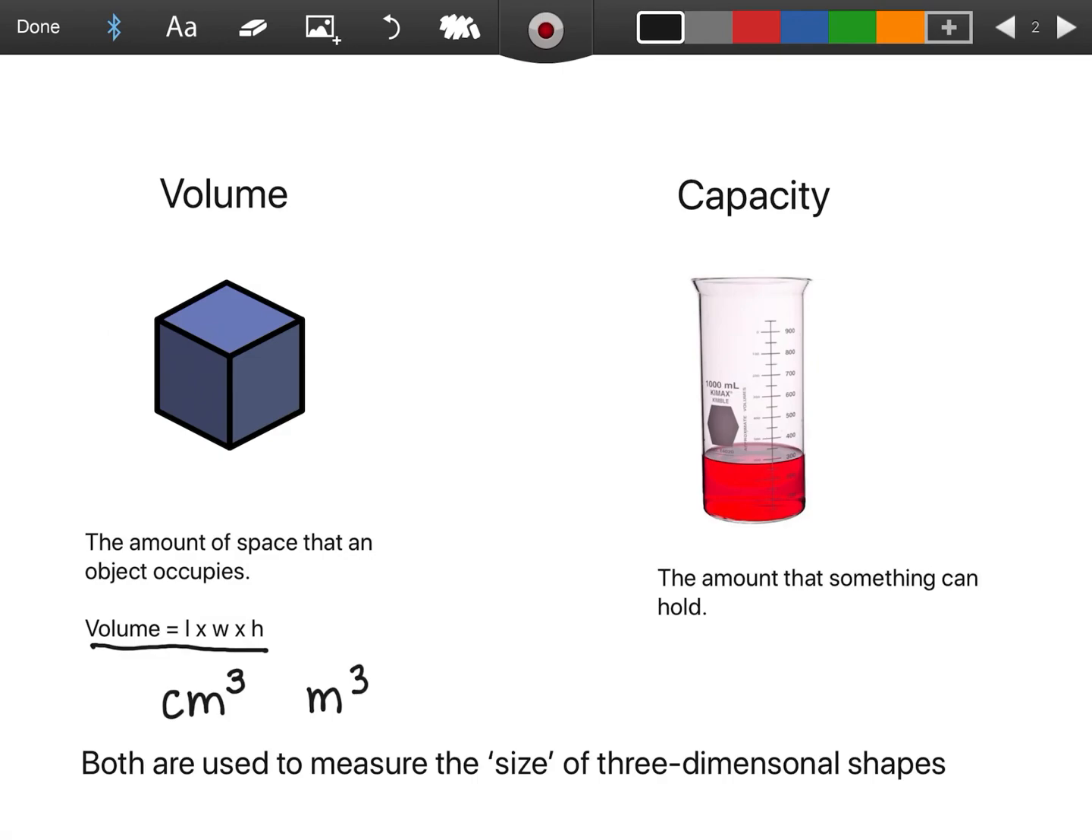Capacity, on the other hand, is the amount that something can hold, and it usually is investigating fluids, and so it is usually expressed in milliliters or in liters.